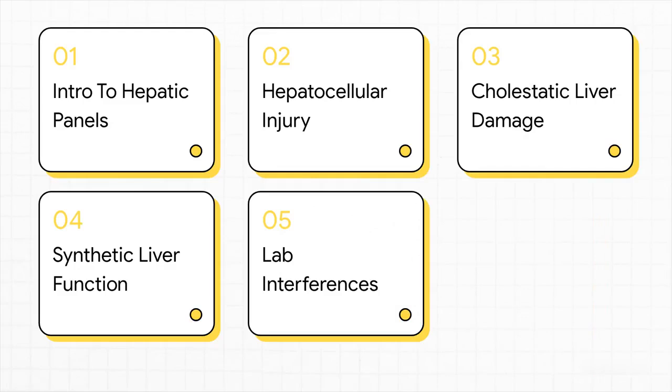Here is our syllabus for today's session. First, introduction to hepatic panels. Second, markers of hepatocellular injury. Third, decoding cholestatic liver damage. Fourth, assessing synthetic liver function. And finally, number 5, differentials and laboratory interferences.